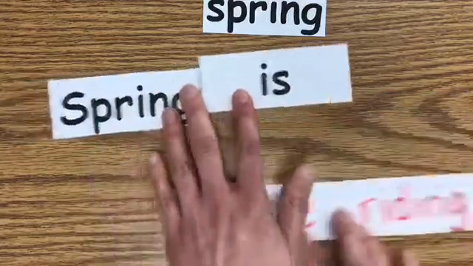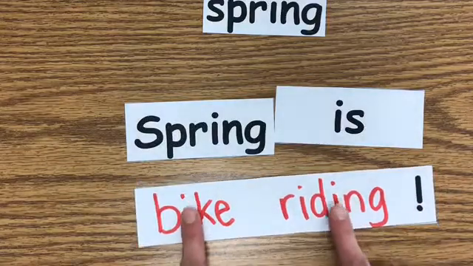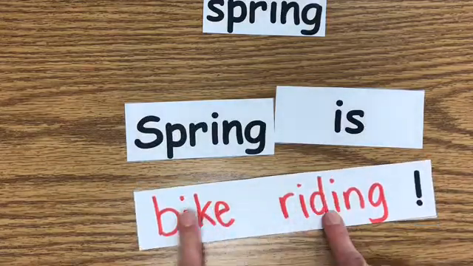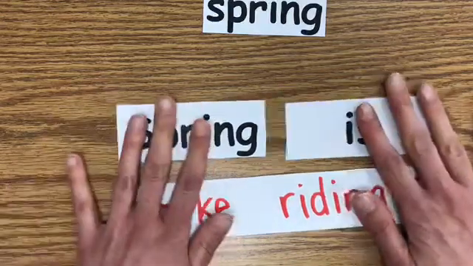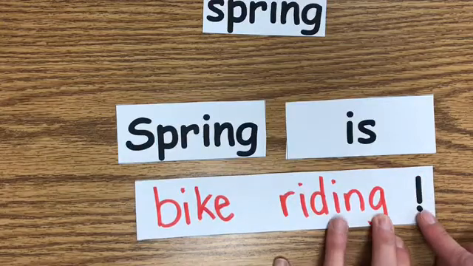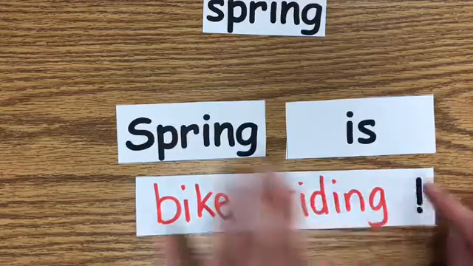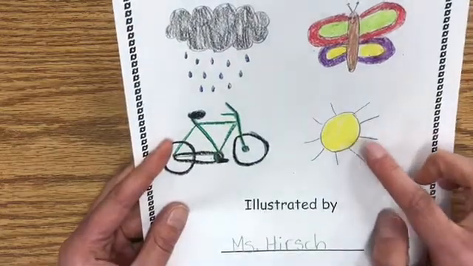Spring is bike riding. This is two words, so that tells me this is bike riding. Bike riding. We're going to move it down, and there's my end. My period or my exclamation mark comes at the end of my sentence, right? Oh my goodness. And most of all, spring is warm days. This is a long sentence, you guys. How are we going to do this?